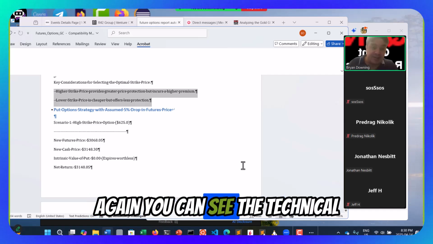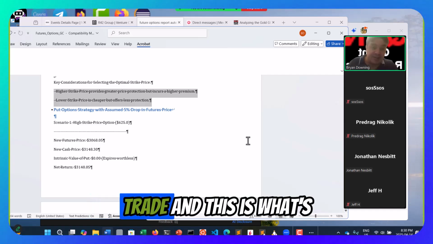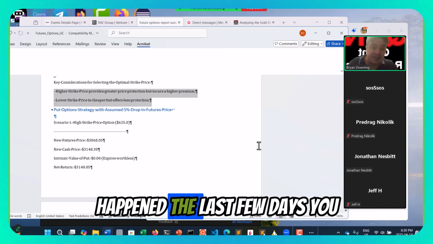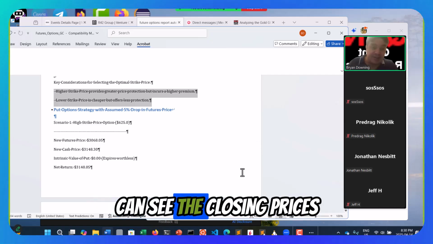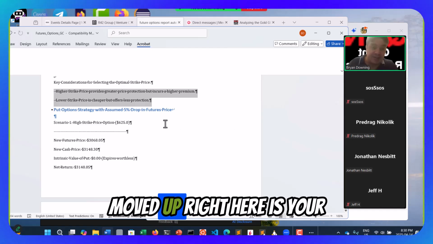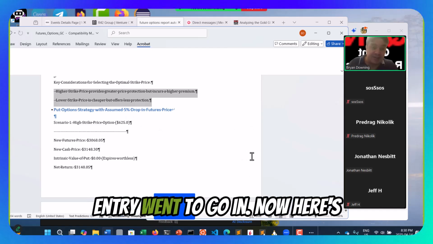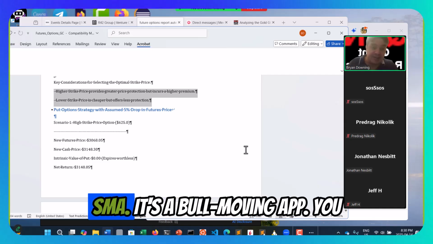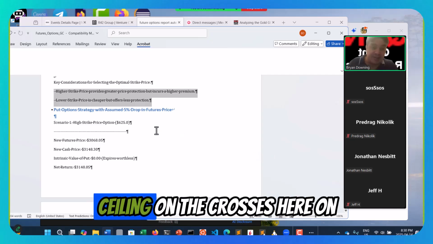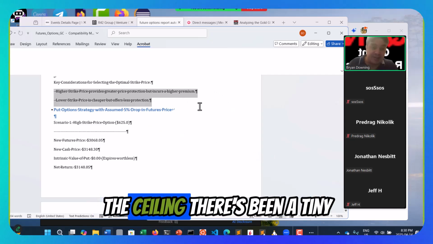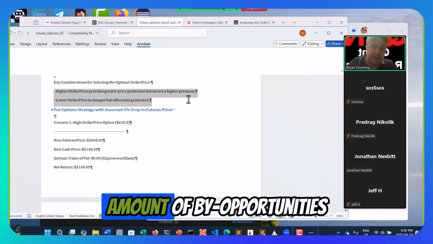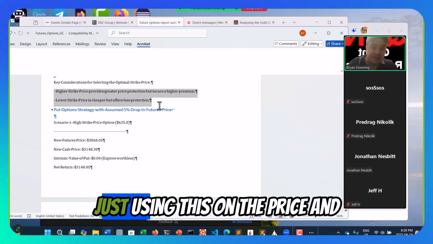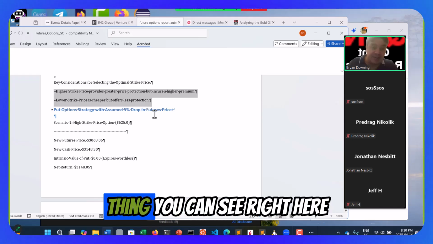And again, you can see the technical, if you were wanting to do this trade, and this is what's happened in the last few days. You can see the closing prices moved up. Right here is your entry when to go in. Now, here's the problem. This is just from the SMA, the simple moving average. You can see here on the crosses, on the selling, there's been a tiny amount of buy opportunities just using this on the price and the SMA cross, so a 5 day.